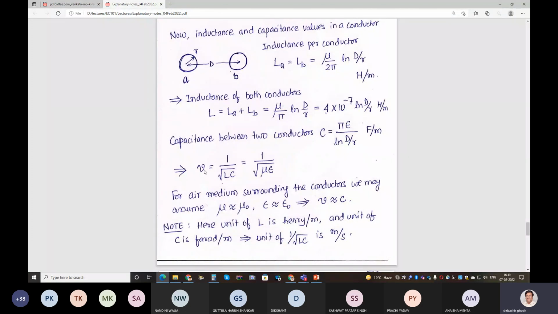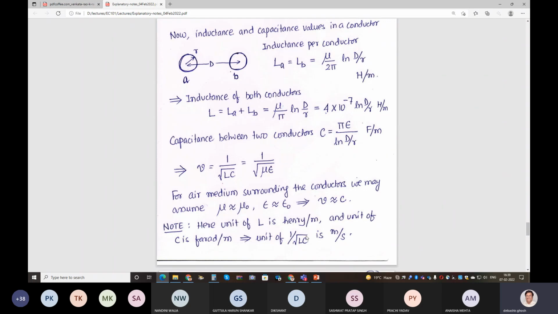So don't get confused: that L and this L are defined differently. That L is the total inductance, here it is the inductance per length. Similarly, there C is the total capacitance, but here C is the capacitance per meter. That's why here it comes out to be meter per second.